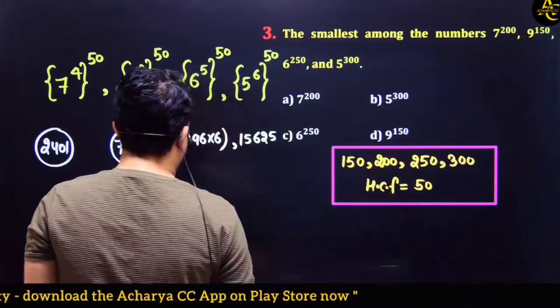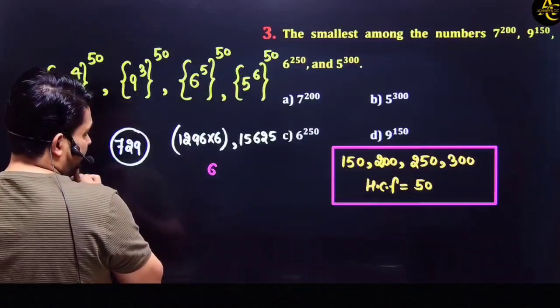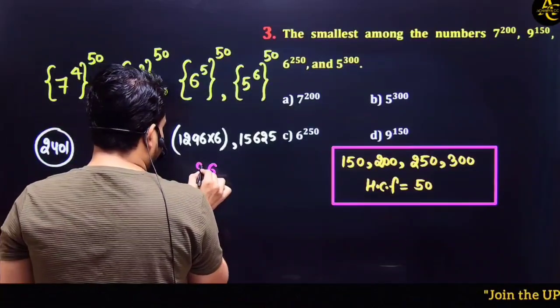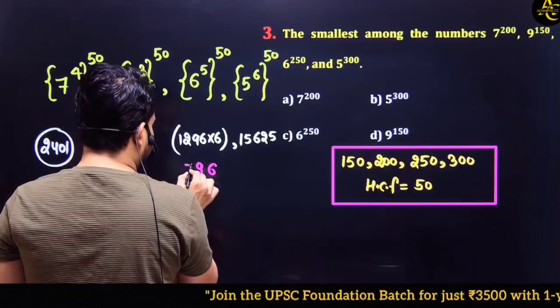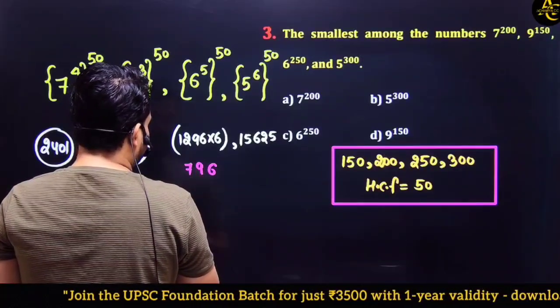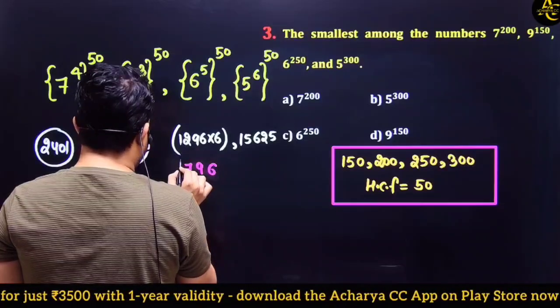So if you want to write it, 6 6s are 36, 6 9s are 54 and 3 is 59, 6 2s are 12 and 5 is 17, 6 1s are 6 plus 1 is 7.